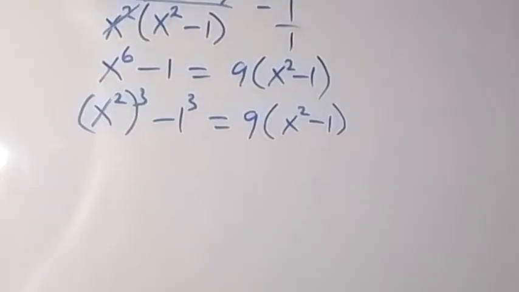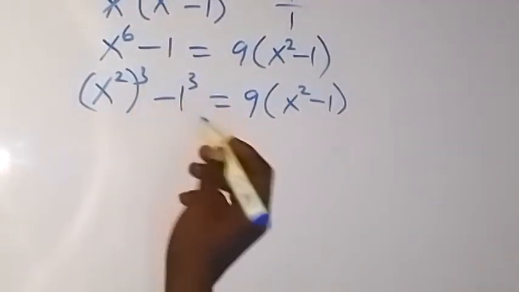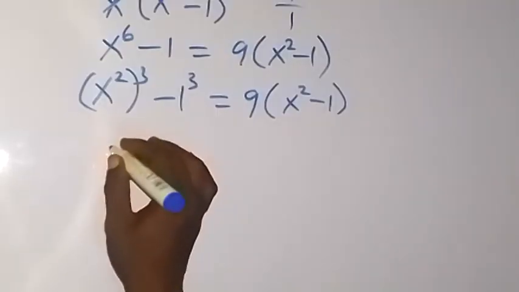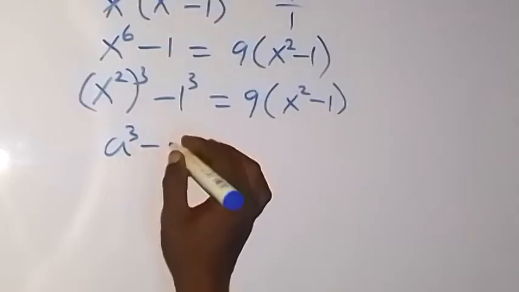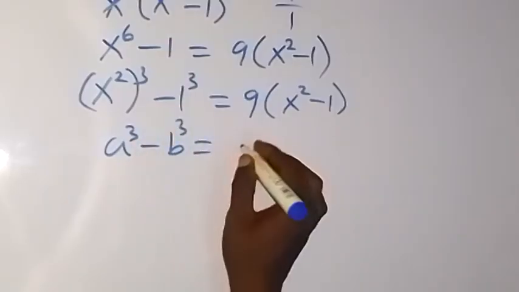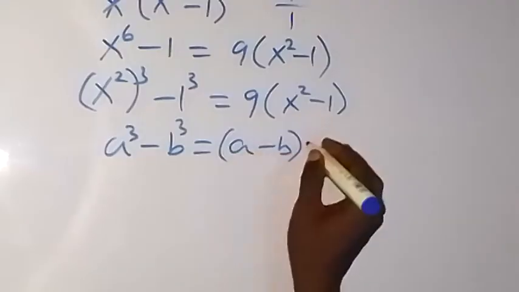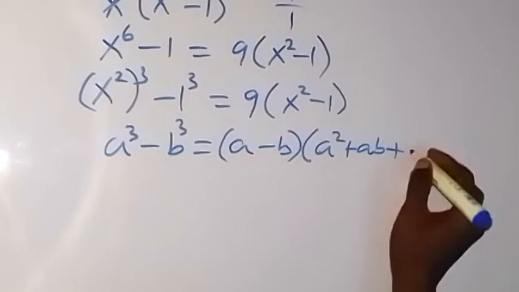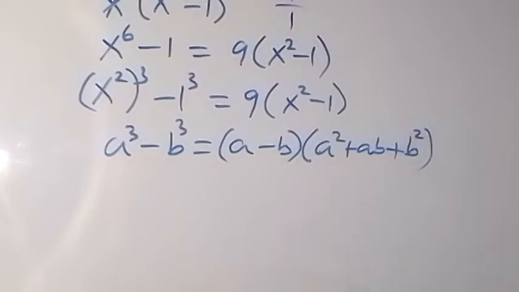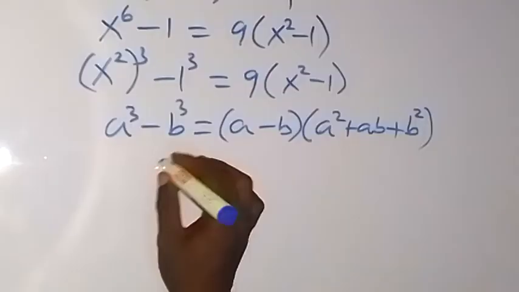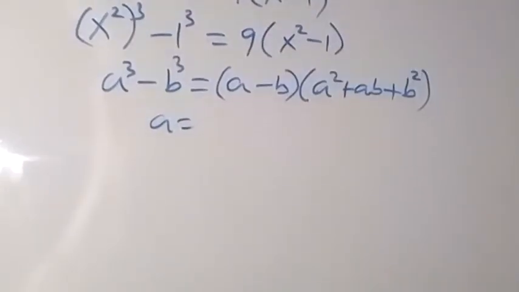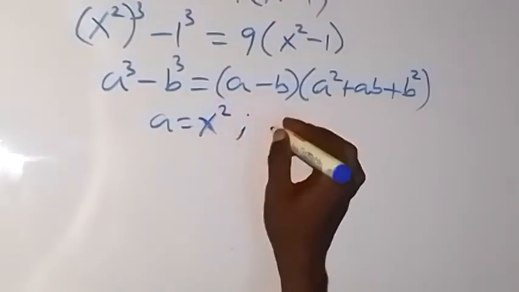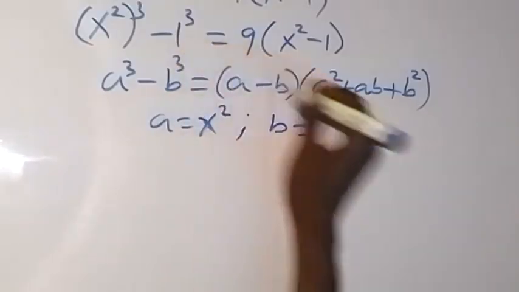And from there we have power of 3, that's difference of 2 cube here. That is when we have a cube minus b cube, we can write this as a minus b multiplied by a squared plus ab plus b squared. So now let's treat our a as x squared. So let a be equals to x squared, and our b here in this case is 1.